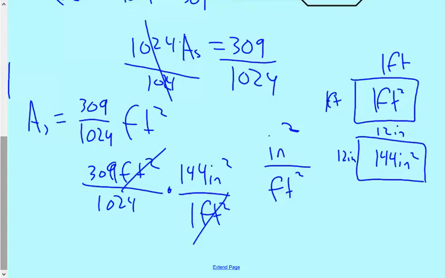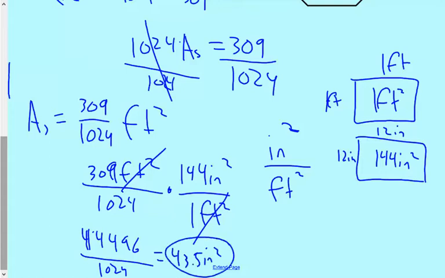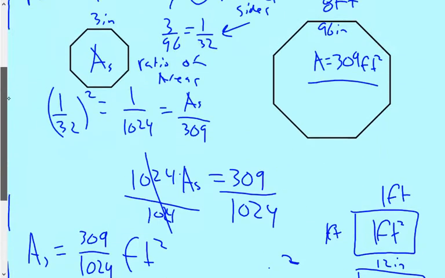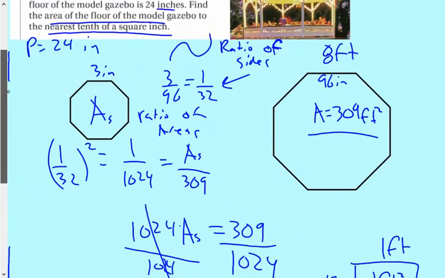309 times 144 is 44,496 divided by 1024, and that leaves me with 43.5 square inches, and that would be your answer for the area of the model gazebo, the floor of the model gazebo. So this is a very large multi-step question, which is why I saved it for day 2.